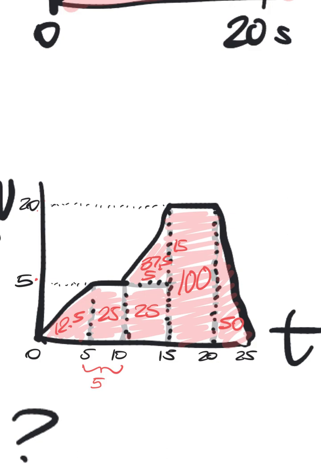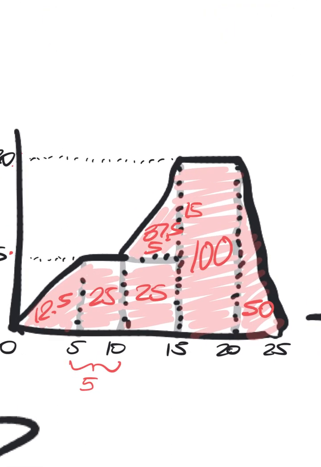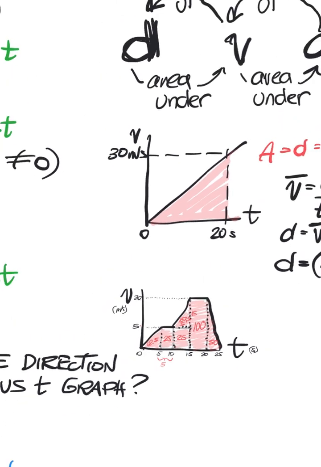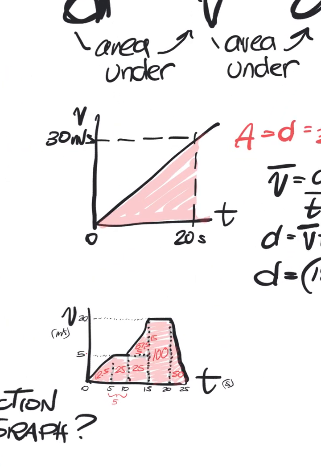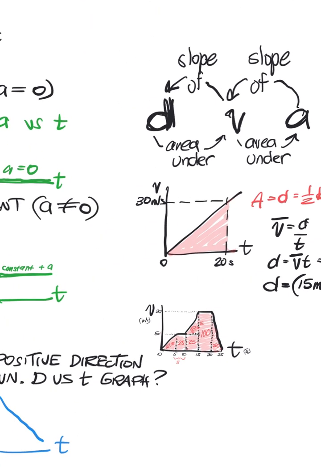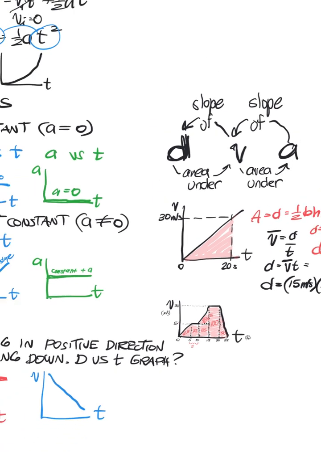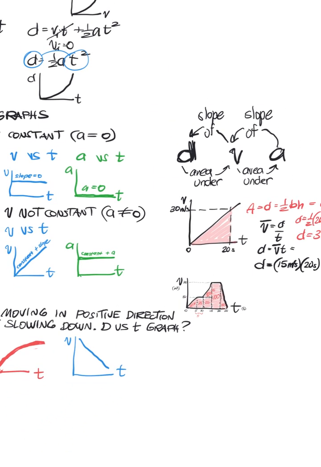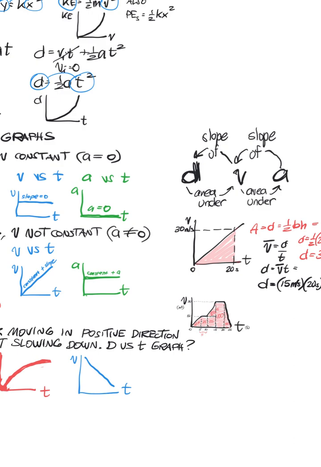I don't know that you see a lot of graphs like that. The one up here is a lot more common, the one that's more basic. But I wanted to show you an example of the area under the curve. So that covers motion graphs.